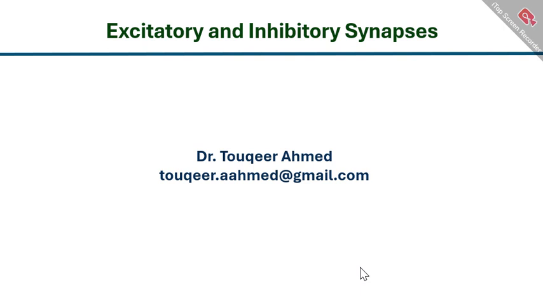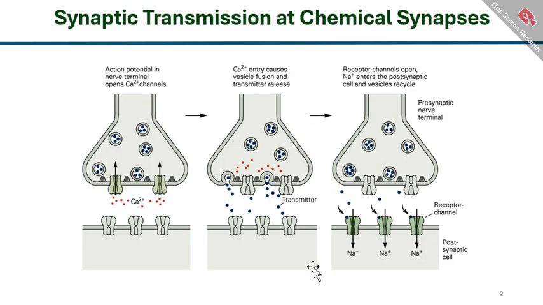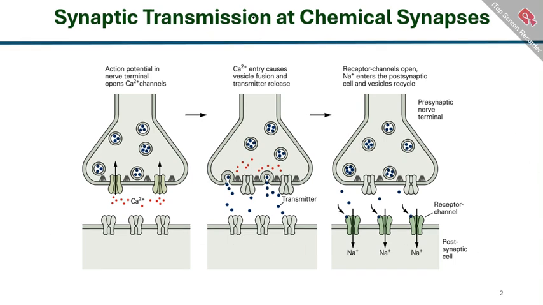Today we will talk about excitatory and inhibitory synapses. In the nervous system, both types of synapses are present, excitatory and inhibitory. So let's start. First of all, I want to show you the basic principles of synaptic transmission at the chemical synapse. In the nervous system, there are chemical synapses and there are some electrical synapses. In some other lecture someday, I will talk about the comparison between chemical and electrical synapses. But today, let's talk about the chemical synapses.